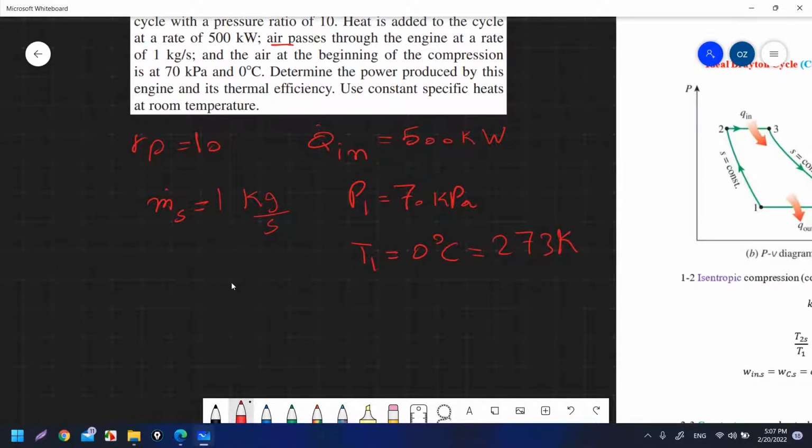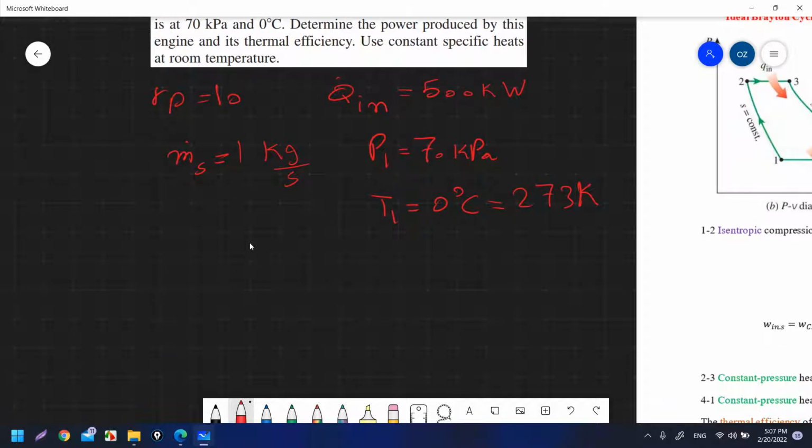Determine the power produced by this engine. Okay, power means W dot net, because it is a power rate. So we need to find W dot net. And the thermal efficiency, and it is the thermal efficiency of the ideal Brayton cycle. We have an ideal cycle, and use constant specific heat at room temperature.